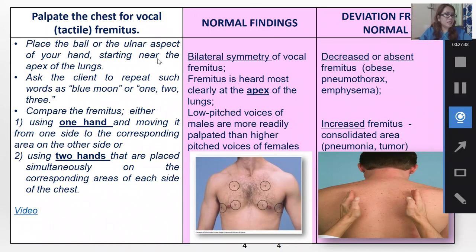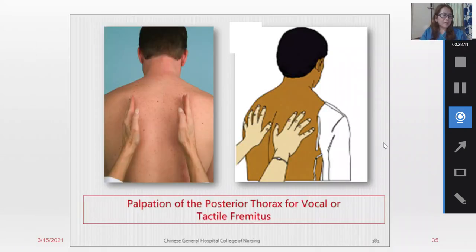Okay? And then, palpate for vocal or tactile fremitus. Ito yung say 99, 99, 99, 99. Okay? Or, pwede rin kasi ulnar yung gagamitin mo. 99, 99, 99, 99. Okay? Dito, pwedeng blue moon, 1, 2, 3, pero mas maganda yung 1999. Mas gusto ko yun eh. Mas naririnig mo siya. Okay? And then, yan lang yung dalawang hand position. Pwedeng ulnar or pwedeng palm.